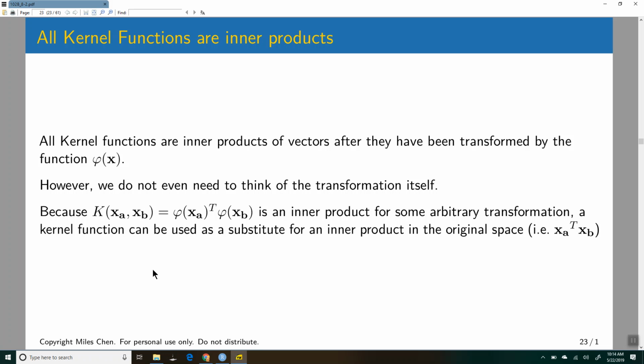So we're going to look for things that look like this in the original 2-dimensional space, and then we're just going to replace things that look like this with the kernel function.